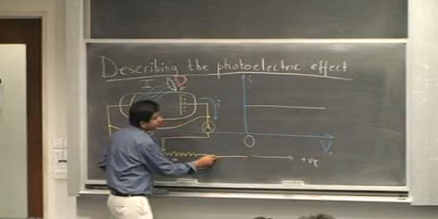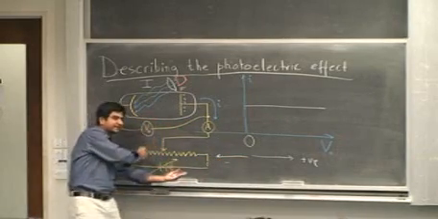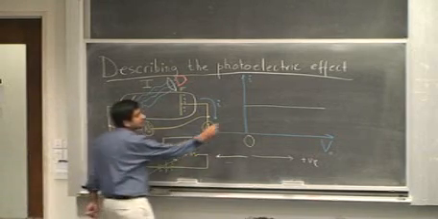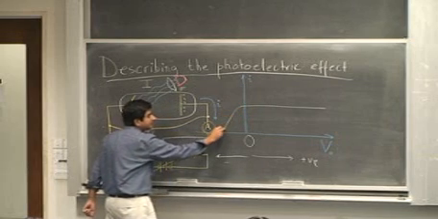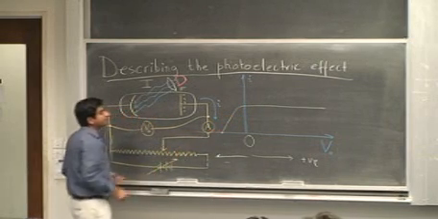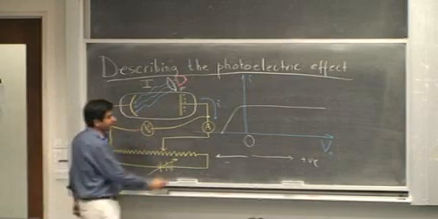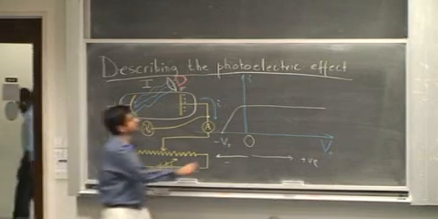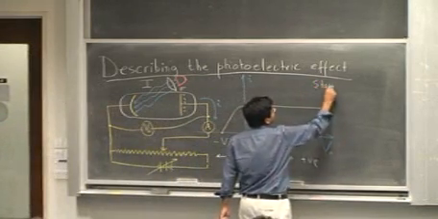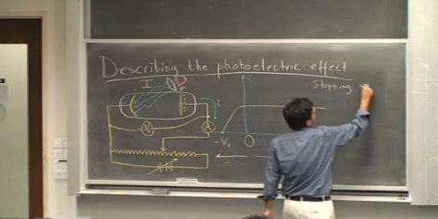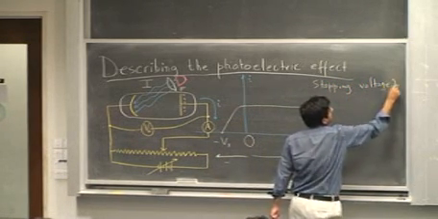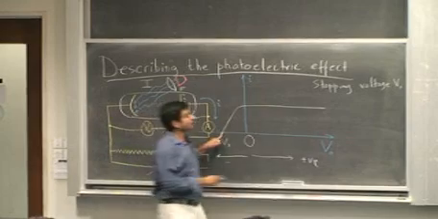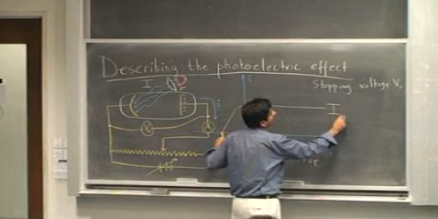However, if you make the voltage negative, which means that you reverse the polarity of this battery, the current starts to decrease. It bends, and finally, at a certain negative voltage, which is called the stopping voltage, Vs, the current diminishes, it goes to zero. Now this is for a certain intensity of light, I1.